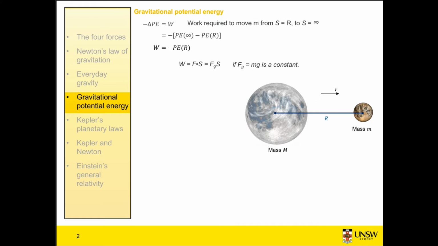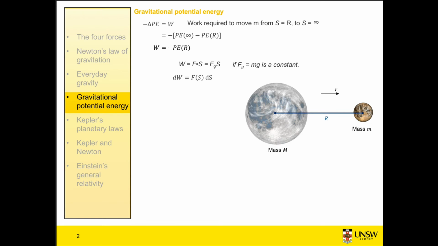But here, we're working at a large distance r, and the force due to gravity as we change r over this kind of distance is not constant. So we're dealing with the work done by a variable force. So we do our usual trick. We look at the work done over a very small distance ds, or very small displacement ds, over which we can assume that the force is constant.